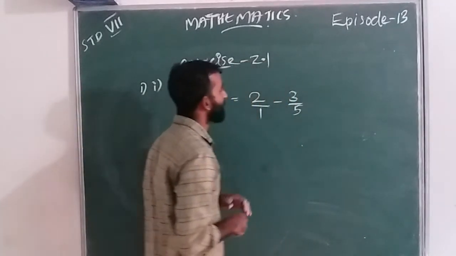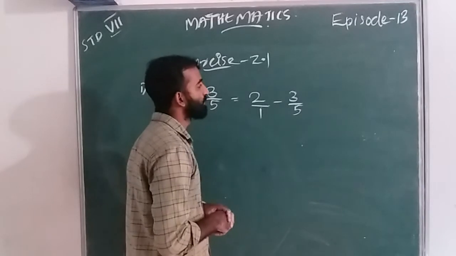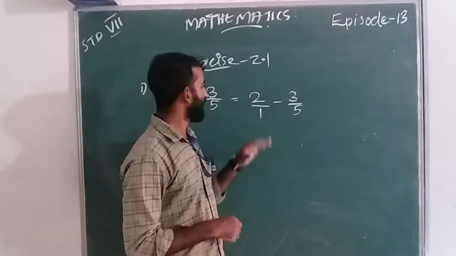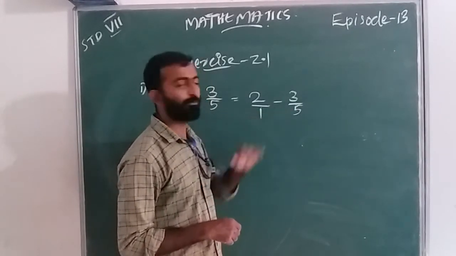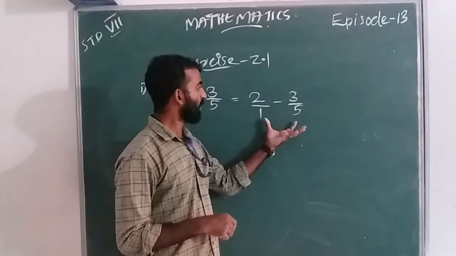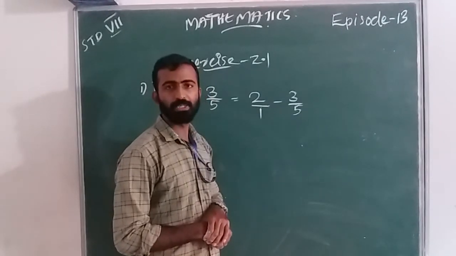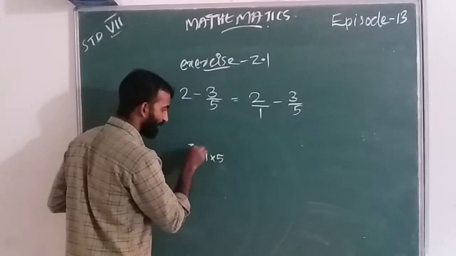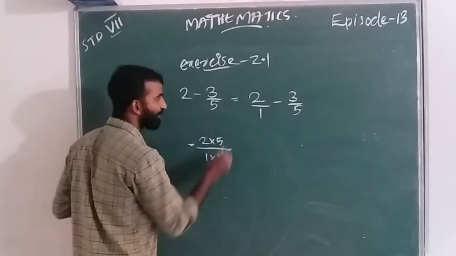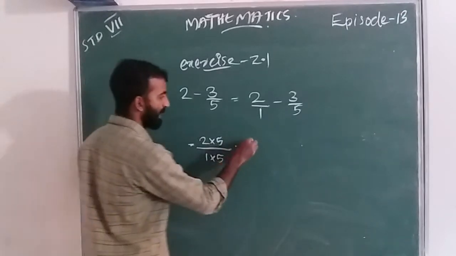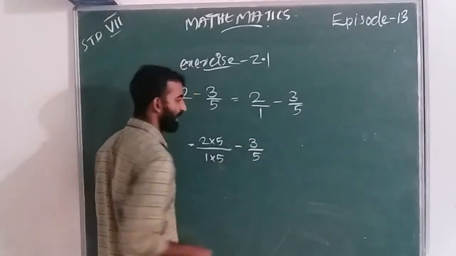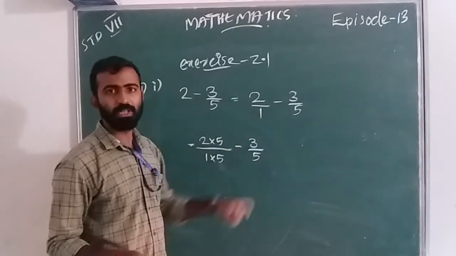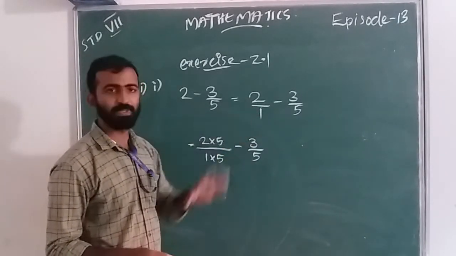Here, what is the LCM? When we want to convert this into 5, we can write 1 into 5, 2 into 5 minus 3 by 5. Is it the same for this?